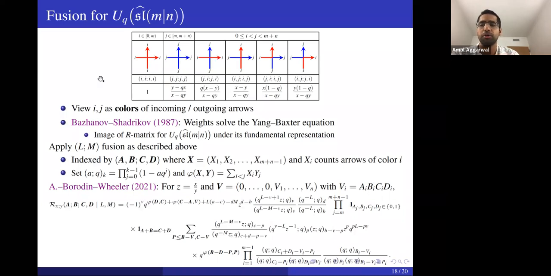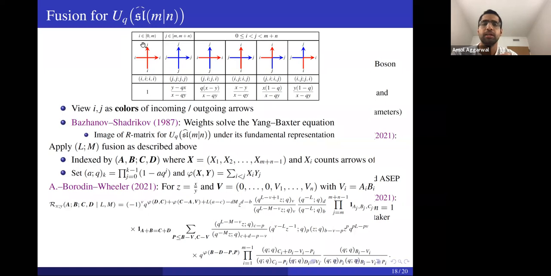How we think of this model is that there are m bosonic colors and n fermionic colors. Any integer i between 0 and m minus 1 is a bosonic color, and any integer j between m and m plus n minus 1 is a fermionic color. The fundamental solution to the Yang-Baxter equation for this model is given by this R matrix over here.